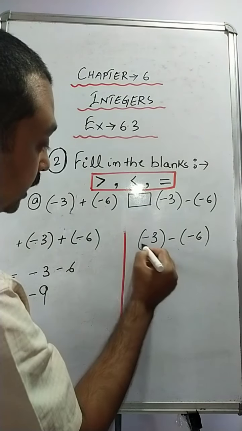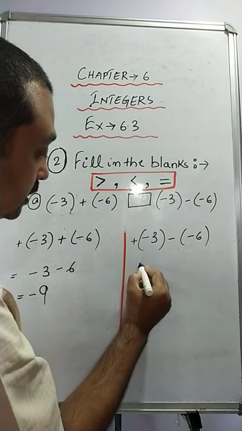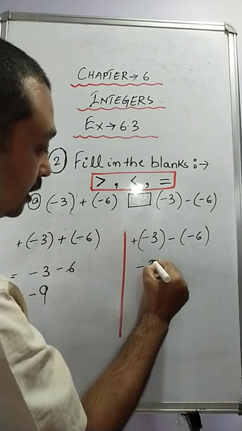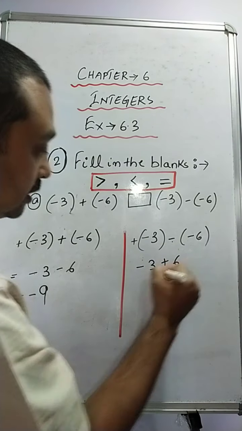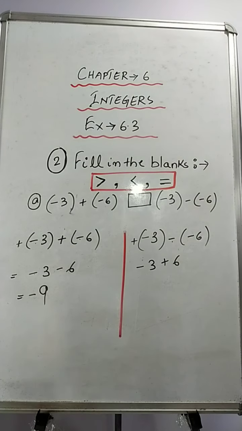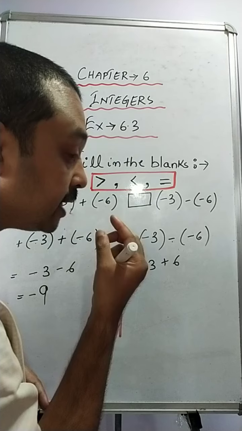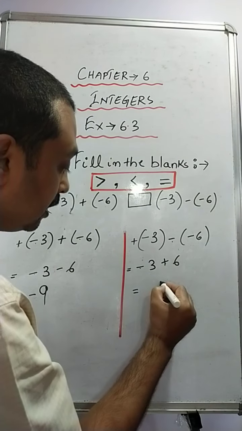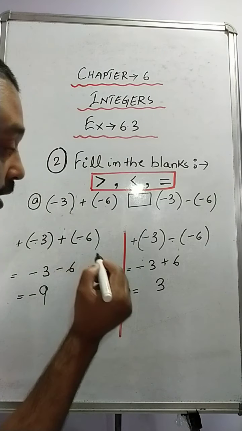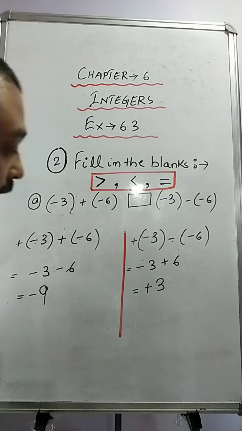Now this bracket is carrying plus sign outside the bracket, isn't it? So plus minus is minus 3, minus minus is what? Plus 6. Okay, now what we have to do? Minus plus plus, what did I say? Minus. So we have to do minus. 6 minus 3, 3. Now which sign you have to put? Which number is greater? Plus.